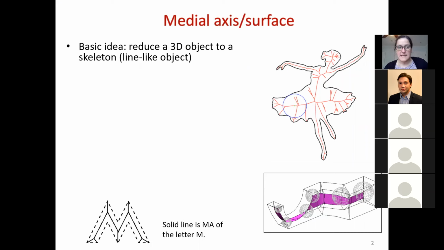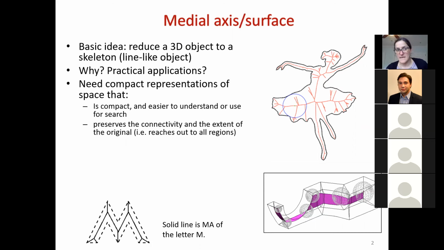So the basic idea is that we would like to reduce a 3D object to a line-like or a thinner version of the object. And the practical applications are many. One would be actually visualizing how things work. Second one would be actually mechanical analysis of the object. But it also makes a more compact representation of the object, and therefore it's easier to analyze. But it preserves one key feature that we're looking for, which is preserving connectivity.